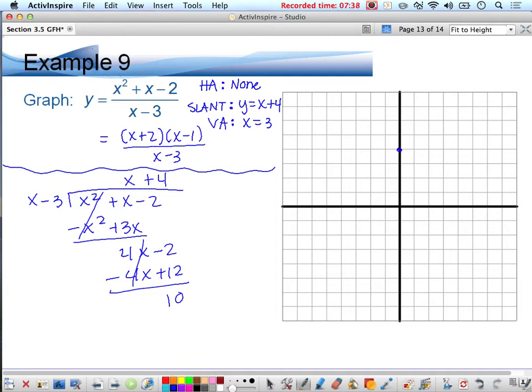Put a dot here. Okay, so we put our dot at positive 4, and we have a slope of positive 1. There's your slant asymptote. I guess technically you could just leave it as a bunch of dots. It's okay. It's an asymptote, so you put it as a dotted line. And then there also is an asymptote at x equals positive 3.